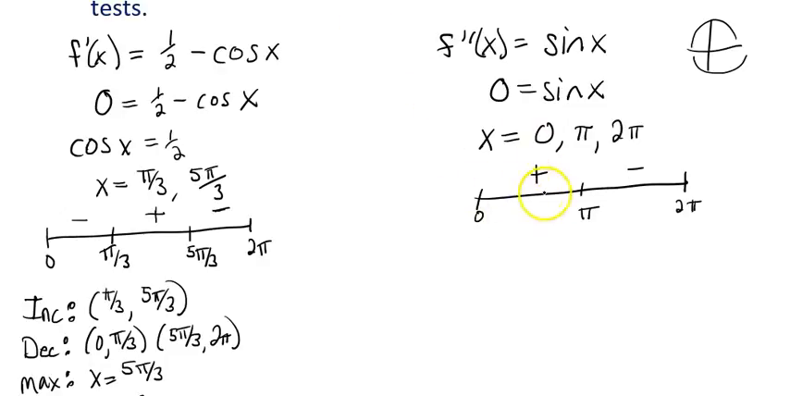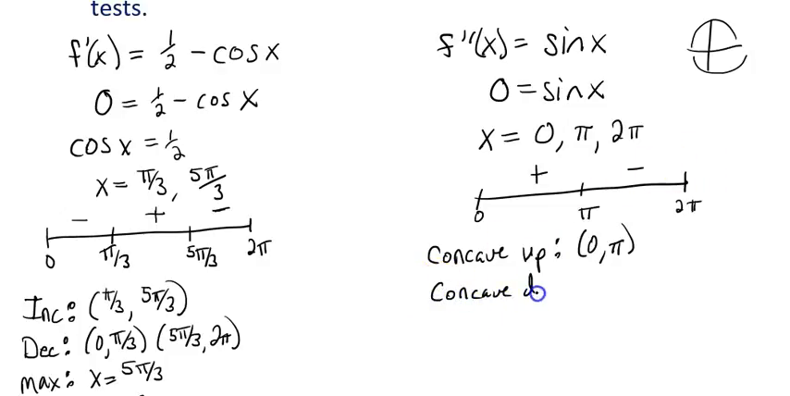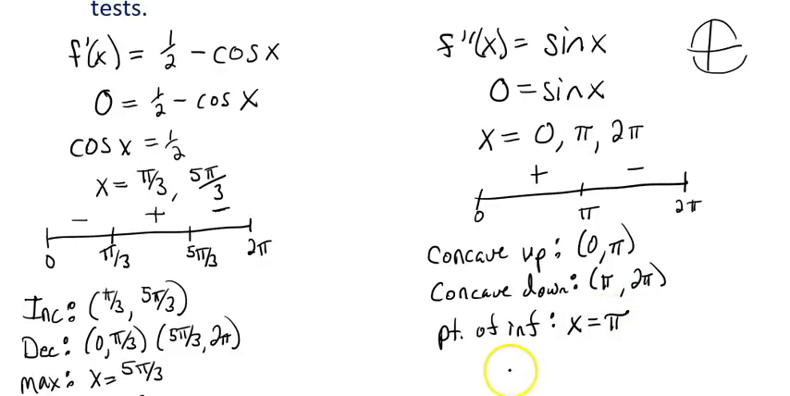And so again, remember what this tells you. The positive part of the second derivative tells you that the original is concave up. So we're concave up on 0 to pi. The negative part tells us we're concave down. So we're concave down on pi to 2 pi. And then it does change signs at pi, so that is a point of inflection. So point of inflection at x equals pi.